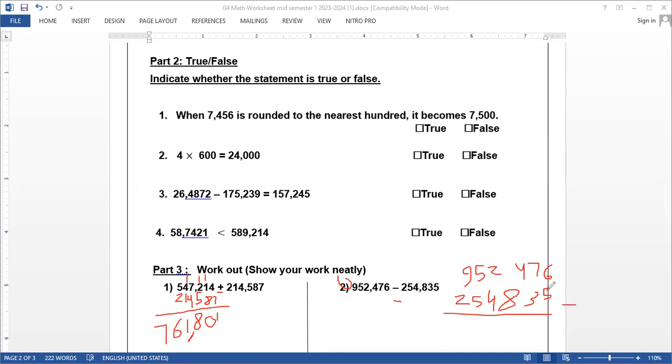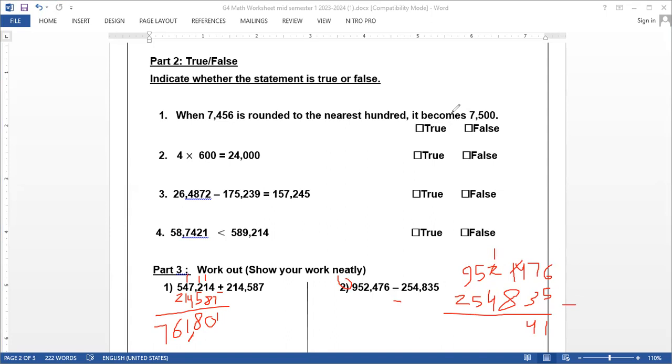If the number up is smaller, borrow. 6 minus 5 is 1. Here, 7 minus 3 is 4. Here, 4 minus 8. Here, we need to regroup. 4 becomes 14. This 2 becomes 1.